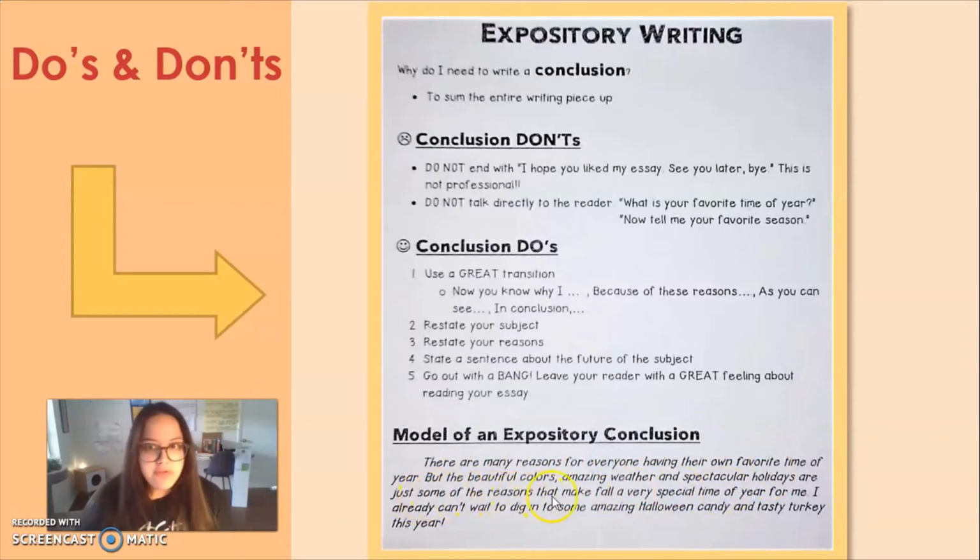These are just some of the reasons that make fall a very special time for me. So they threw that personal connection to the topic right there. They're showing you how they feel. They said it's a very special time for me. So they're throwing in at the very end how they feel about the topic. And this is the sort of model that we want to look to when we're writing our conclusions, okay?